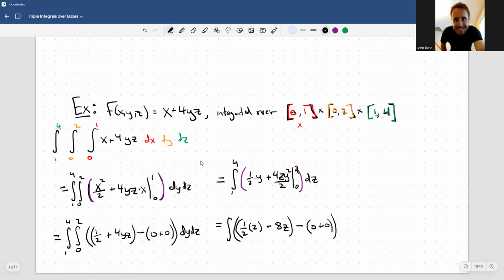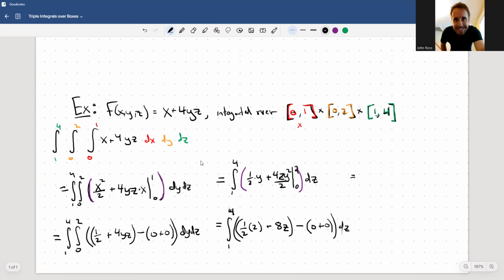All right, and notice in doing this, I have eliminated all of my y's. I plugged in y equals 2, and I plugged in y equals 0. And so there are no more y's left. The only variable still floating around is a z variable. And that's great because I am trying to now integrate as z goes from 1 to 4, and I'm integrating dz. All right, the end is in sight.